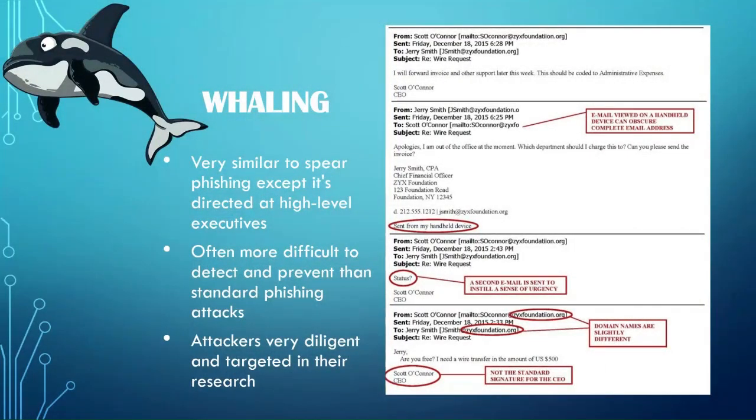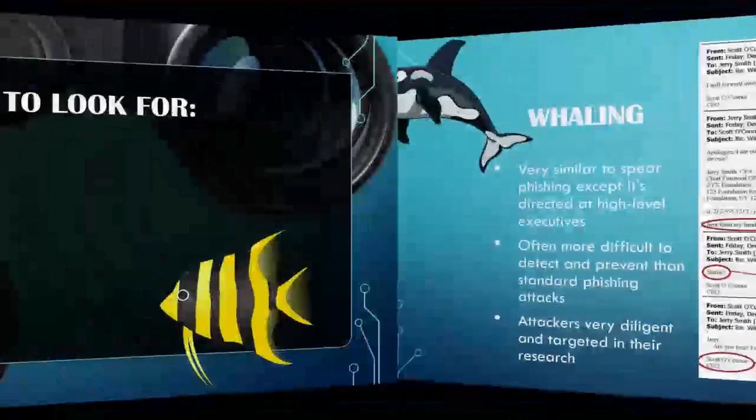The next type of phishing attack is a whaling attack. This is similar to spear phishing, but even more specific because it is directed towards high-level executives, such as your CEOs, your COOs, your board, your president. These emails are targeted directly towards them because they sit at such a high seat. Oftentimes, these are more difficult to detect and prevent than standard phishing, because attackers take the time to do their research to ensure this is a well-targeted and focused attack so they can get the information they need from these high-level executives.